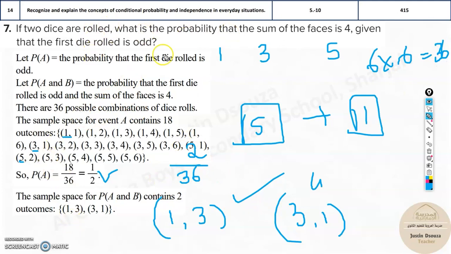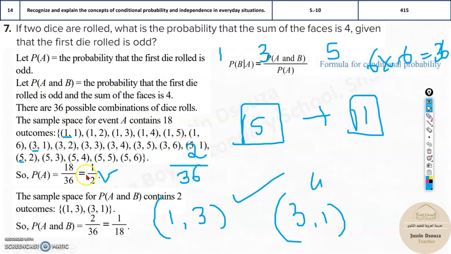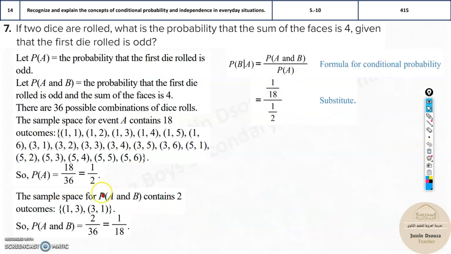That is A and B. A and B is the thing: the first condition is the first die which is rolled is odd and the sum is 4. That is only possible by 2 by 36. So we have to just divide this by probability of A. Look over here. Now 2 by 36 is how much? 1 by 18. So they have simplified this. 1 by 18 divided by half. That's it. That is how you can solve this. It is 1 by 18 over here.